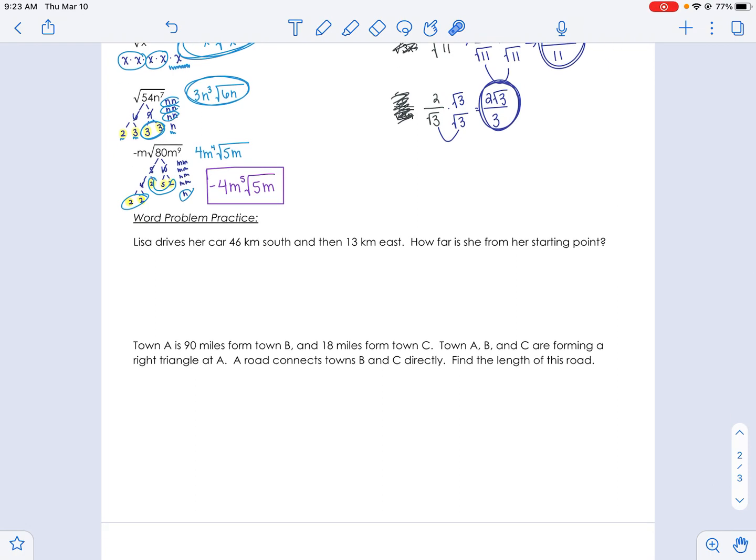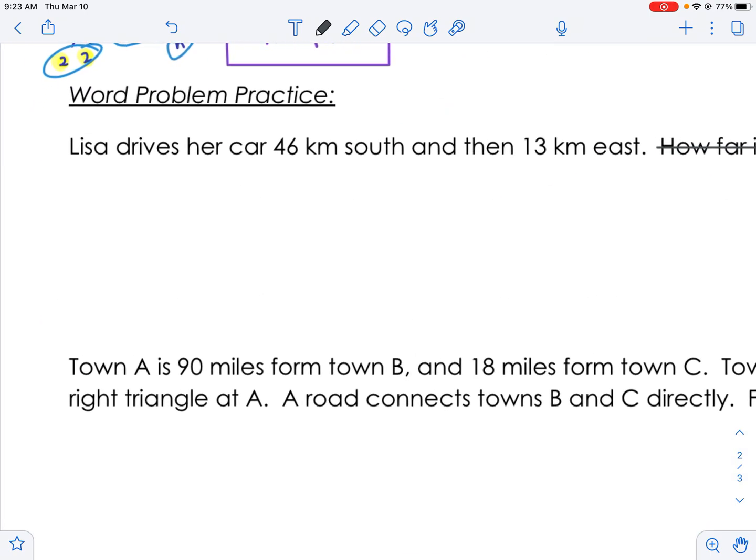Okay, number 1 says that Lisa drives her car 46 kilometers south and then 13 kilometers east. How far is she from her starting point? Now, I don't care about the question. I'm not solving this today. We're not that into Unit 5 yet, but the real question is, could you draw a picture of this?